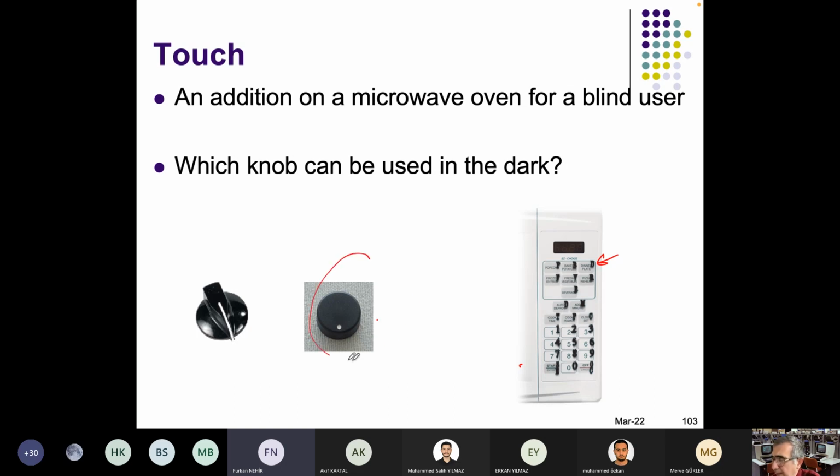For example, these knobs can be used with much less difficulty than this one. So you can understand where this is pointing without looking, but for this one, you have to look. With your hand, you cannot understand. So for example, in the dark, you can't use that kind of knob in the kitchen.